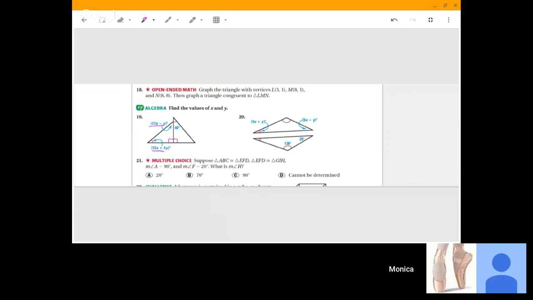So let's see. You also know that this angle here is congruent with this angle here.